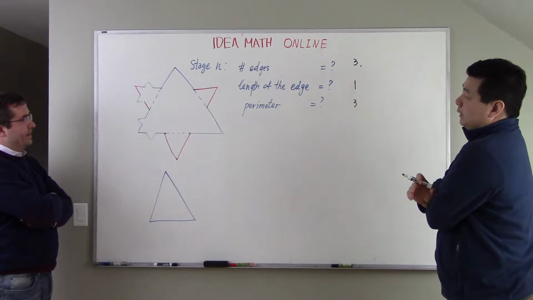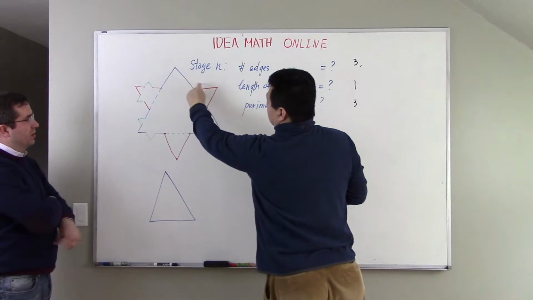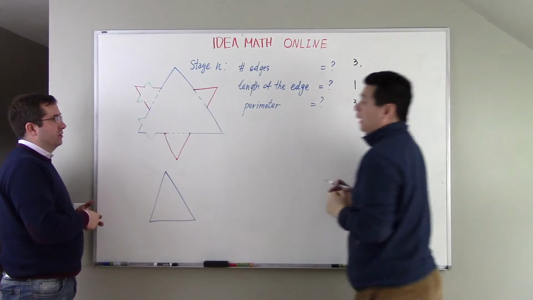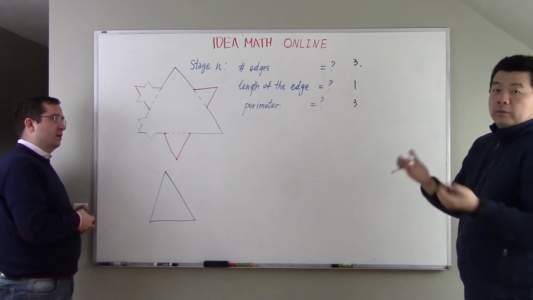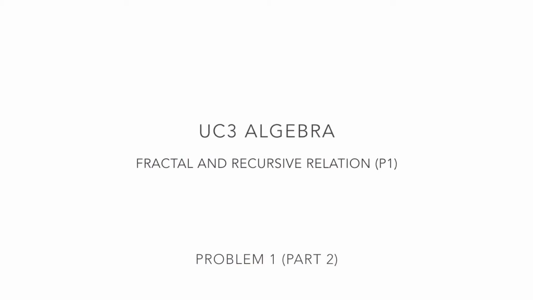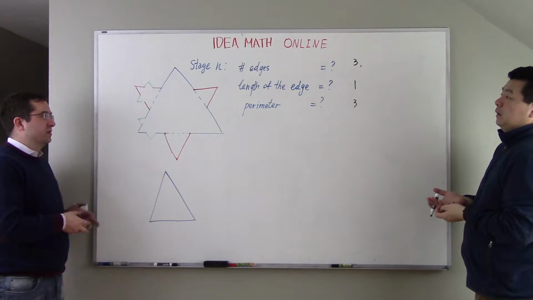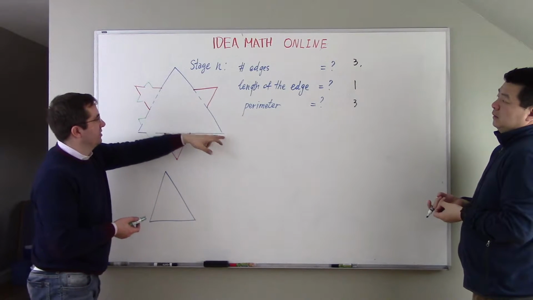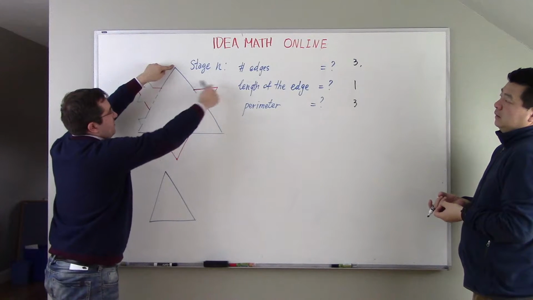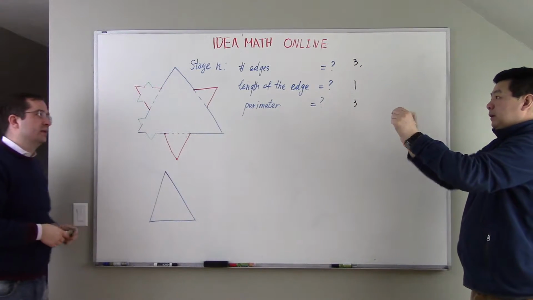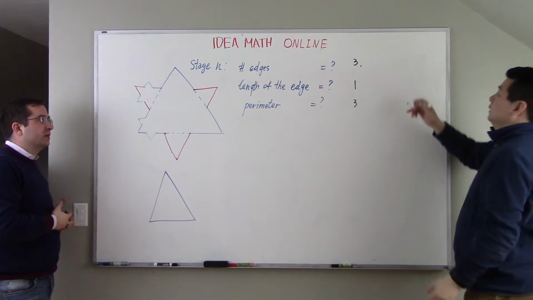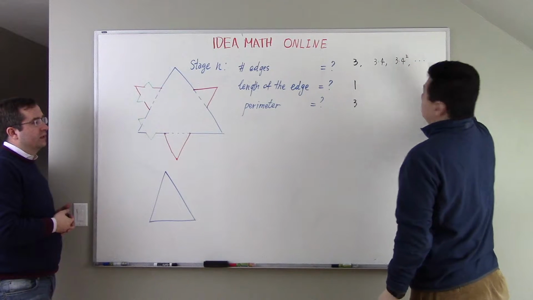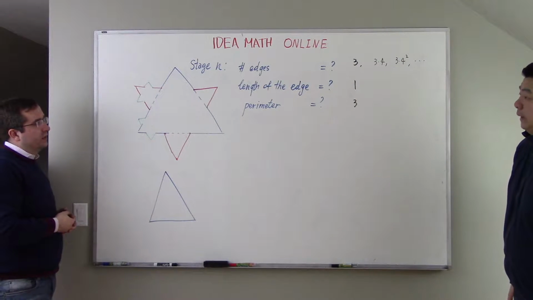Next time, how many? 1, 2, 3, 4. Why do I count 1, 2, 3, 4? Do you know why? Because you look at each edge, what happens to it. If you look at one edge, instead of 1, you get 4 parts. You break the middle one, you add a little 2. So 3 times 4, 3 times 4 squared, and then so on. That makes sense?